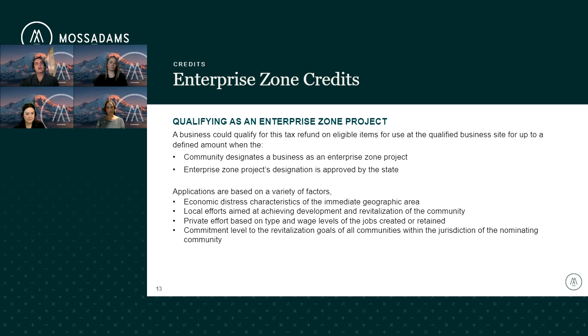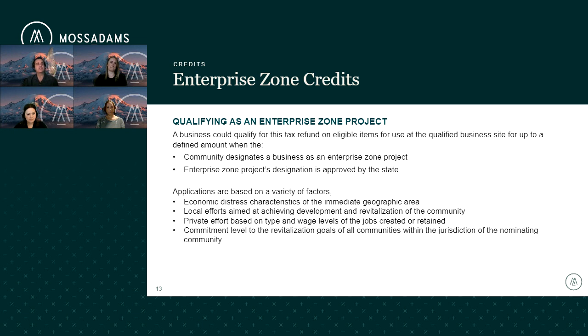Enterprise zone credits are a state system, so this isn't a federal credit. It's for specific states. Not all states have enterprise zones. The ones currently that come to mind are Oregon, Colorado, and Texas, and we'll have an example of the Texas enterprise zone credit. California had one that expired.